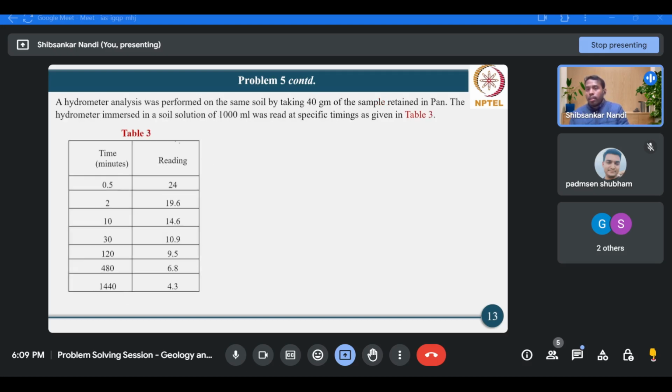Now coming to the third part, a hydrometer analysis was performed on the same soil by taking 40 gram of sample retained in pan. The hydrometer immersed in a soil solution of 1000 ml was read at specific timings as given in table 3. So the beginning portion was about the sieve analysis, and this portion talks about the hydrometer analysis. Can you please let me know why these two different things are needed? For some cases hydrometer, for some cases sieve analysis. What is the fundamental difference between these two analyses?